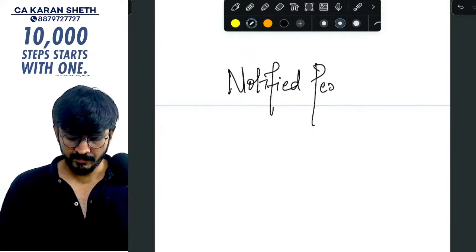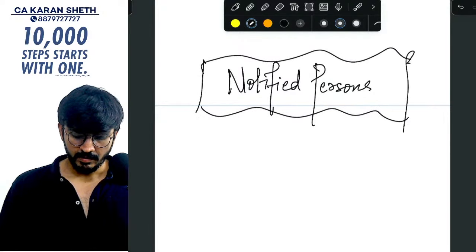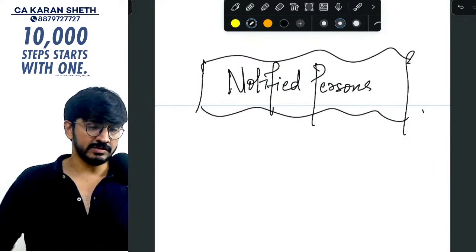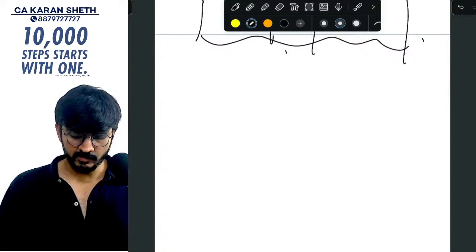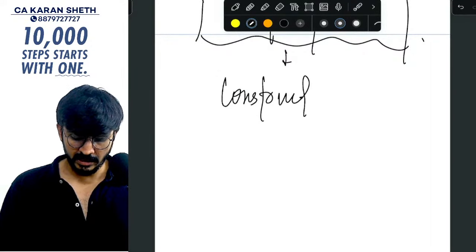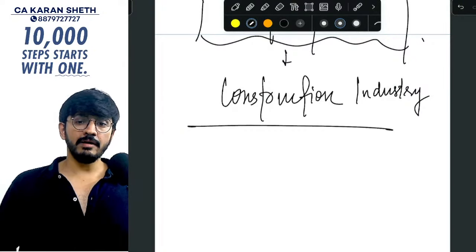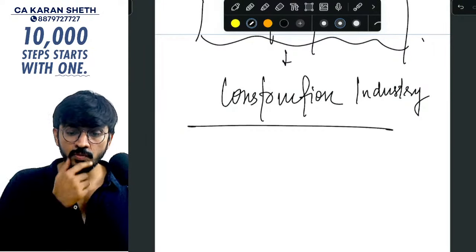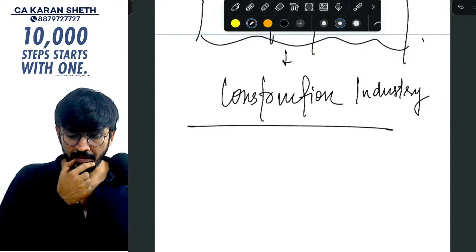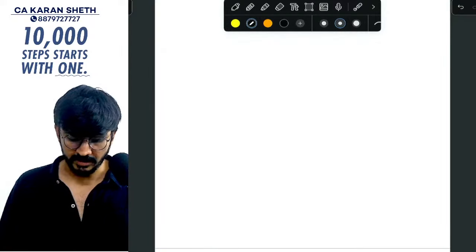Then they finally came up with identifying notified persons. They said, okay, we will levy it, but only on notified persons. And one such case was the construction industry. Till now they have notified the construction industry, basically the builders. And if you see, you will find that the way they've carved it out is just beautiful. Now understand one thing.